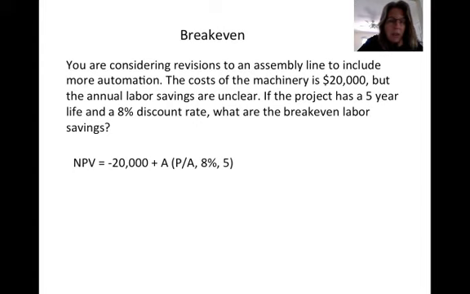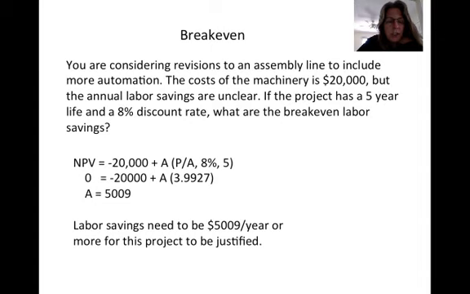So let's go ahead and solve this. We're just going to set up a net present value equation, set it equal to 0, and solve for an A value. In this case, it's 5,009. So the interpretation is, labor savings need to be over $5,000 per year to make this project justified. If it's under, it's not a good project.